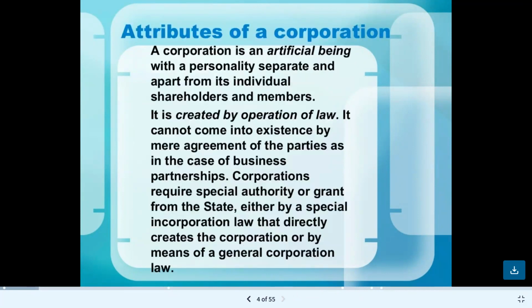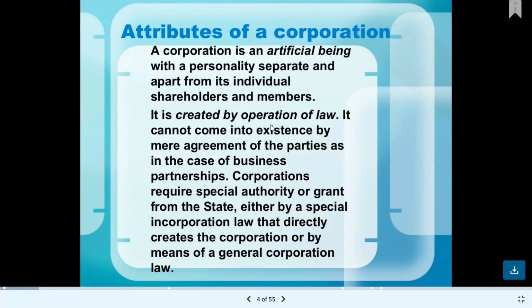Now let's talk about the attributes of a corporation. Actually, the attributes are found in the very meaning of a corporation. A corporation is an artificial being with a personality separate and apart from its individual shareholders and members. When you say artificial being, a corporation is a person but not a natural person, an artificial person only because its existence is created by operation of law.